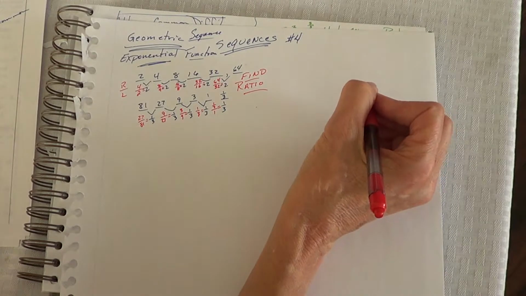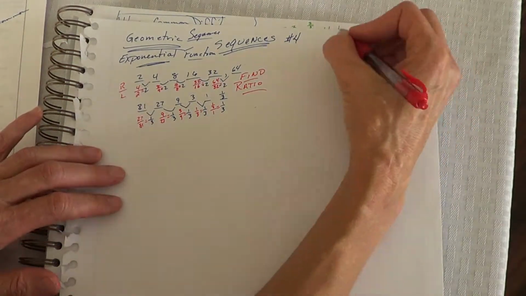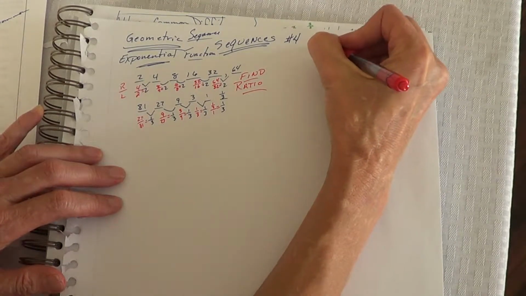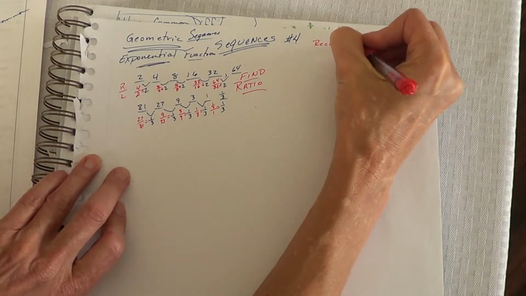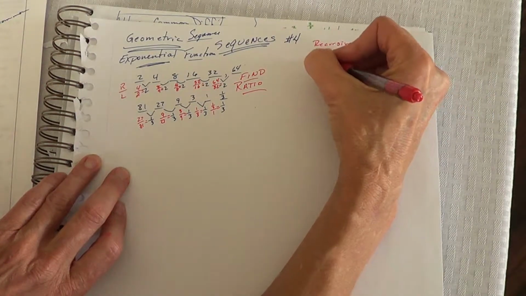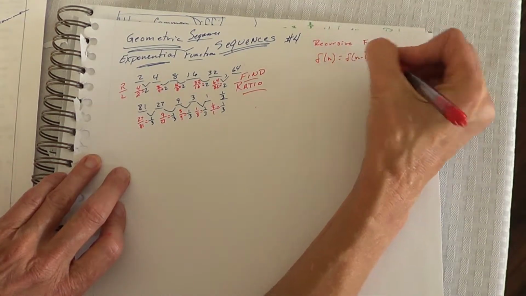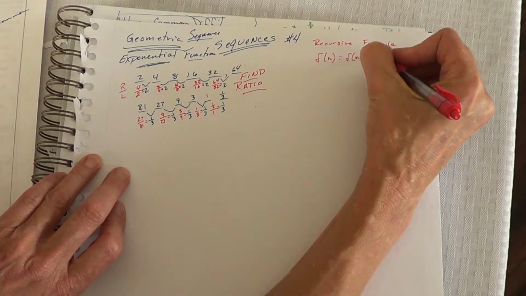Next up, I think you guys have done pretty well in class with the recursive formula. Again, you found in order to find anything, you have to go to the one before it, the previous term, and multiply by that common ratio.